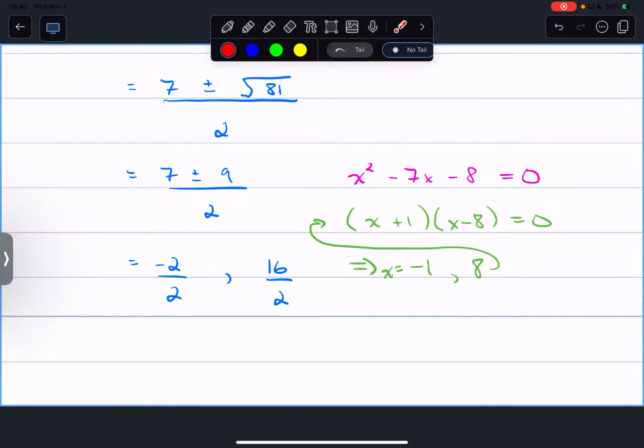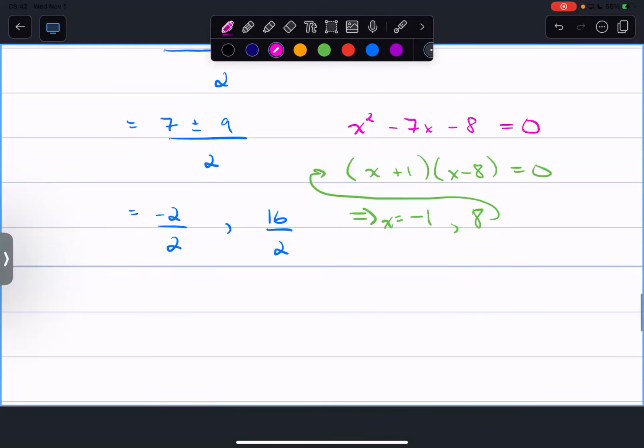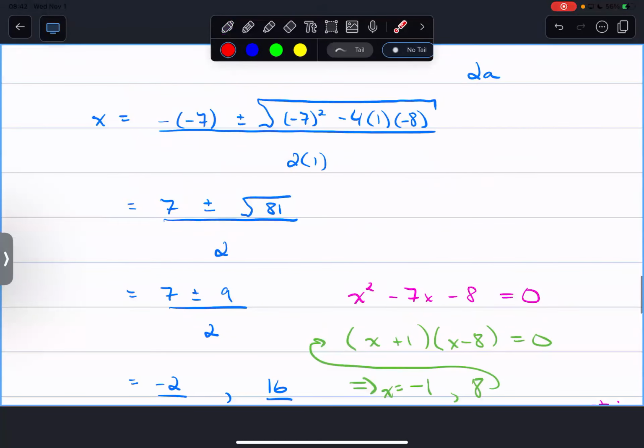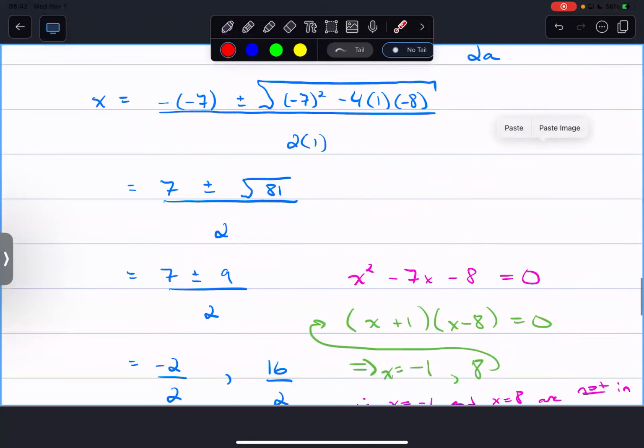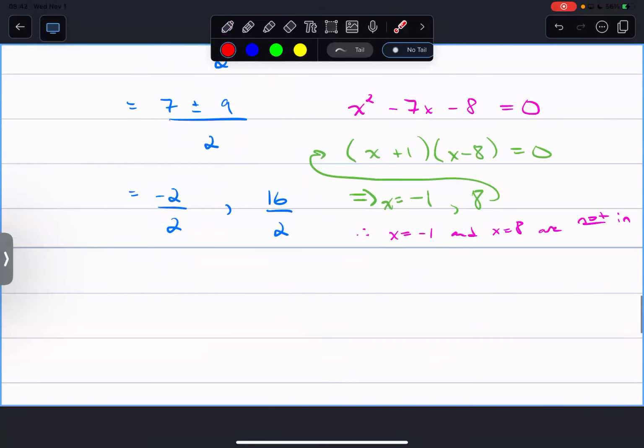Okay, so here, therefore, x equals -1 and x equals 8 are not in the domain. Oops. Trying to keep it on the same page, but I wrote so lofty up here. Are not in the domain. Too lofty.